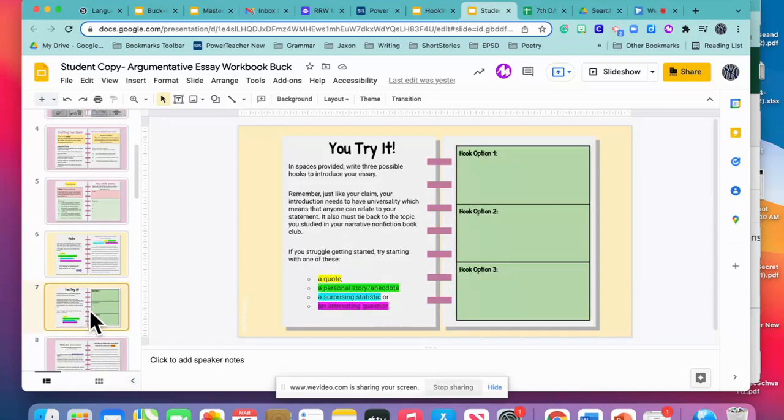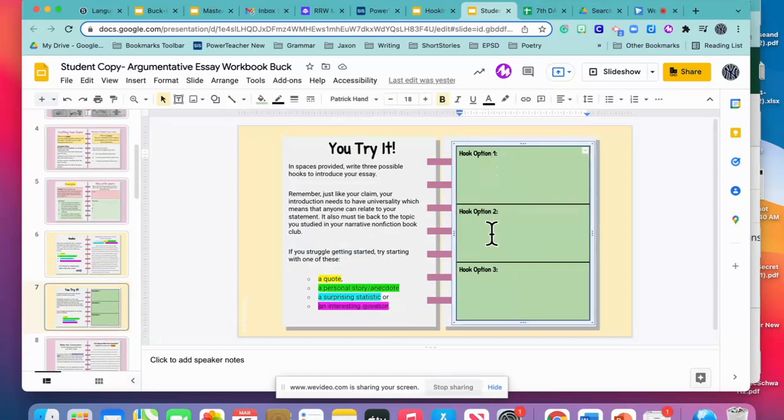Second, you are going to now try it yourself. Hook option number 1, type it in the box. Your second hook option, and then your third. Remember, you can't repeat more than one. So I can't do a quote and a quote. I can't do a question and a question. It could be a quote, a question, and a statistic. Can it be a quote and a statistic? No. You cannot repeat any type of hook. You have to do 3 different ones, okay?